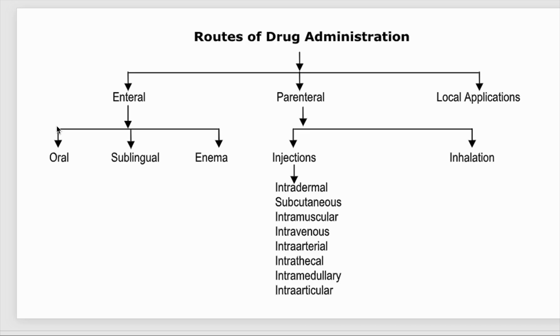Now, parenteral administration can be done via injections or via inhalation. You can see there are several types of injection: intradermal, subcutaneous, intramuscular, intravenous, intraarterial, intrathecal, intramedullary, intraarticular, various kinds. I discussed all of them in my last class, so if you're curious about it, you can go and see the last lecture. If not, if the question comes, we can discuss it again.